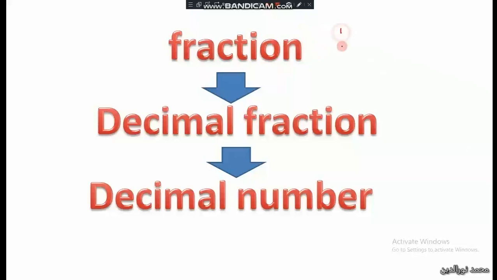So if I have a fraction like 2 over 5 and I want to convert it to a decimal fraction, we said the denominator has to be 10 or a power of 10. So we multiply 5 times 2 to make 10. To get an equal fraction, we also have to multiply the numerator by the same number. I get the decimal fraction 4 over 10. Then I want to convert it again from a decimal fraction to a decimal number, which is 0.4.